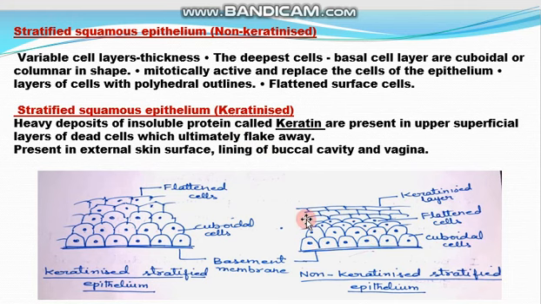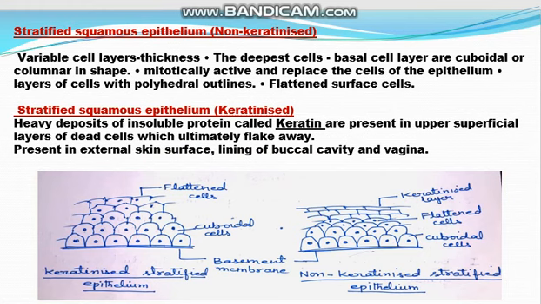So this is the keratinized layer, and these are the flattened cells and these are the cuboidal cells. And then comes the stratified squamous epithelium, which is keratinized. So having deposits of insoluble protein called keratin are present in upper superficial layers of dead cells, which ultimately flake away, and presence in external skin surface, lining of buccal cavity and vagina. So these are the two types of the stratified squamous epithelium.